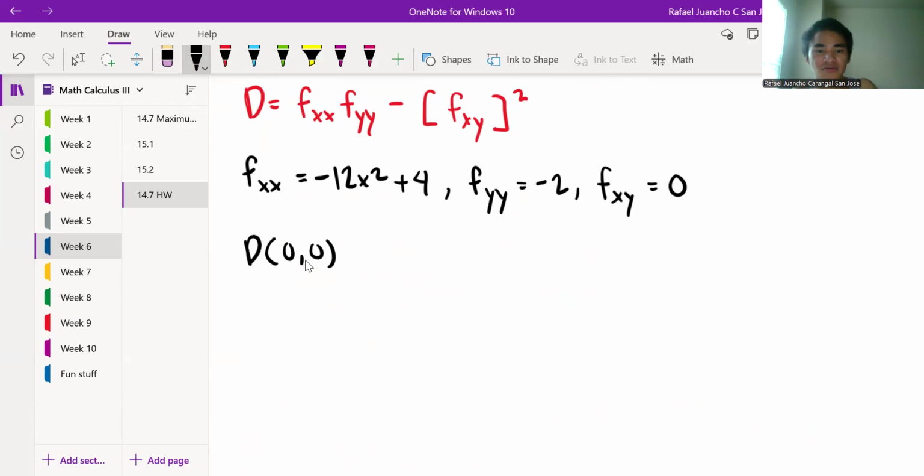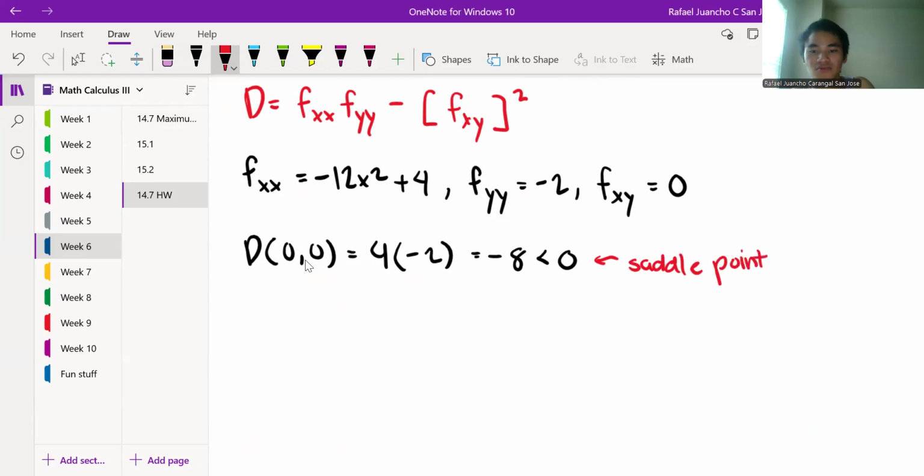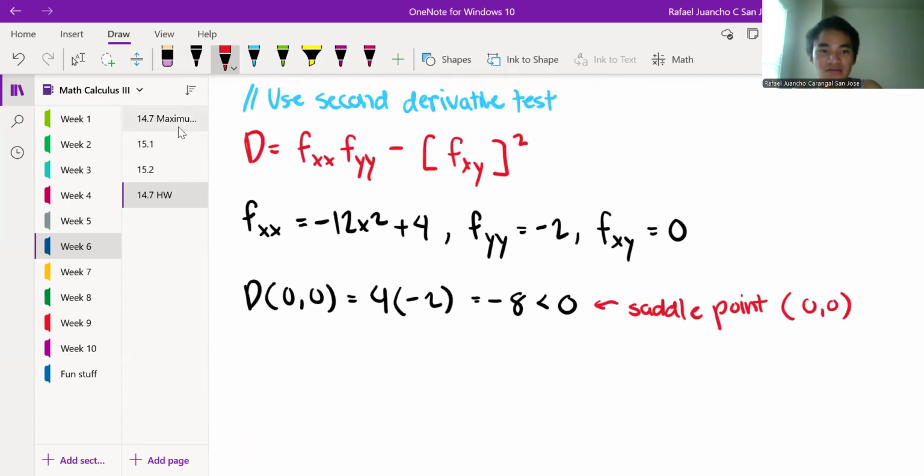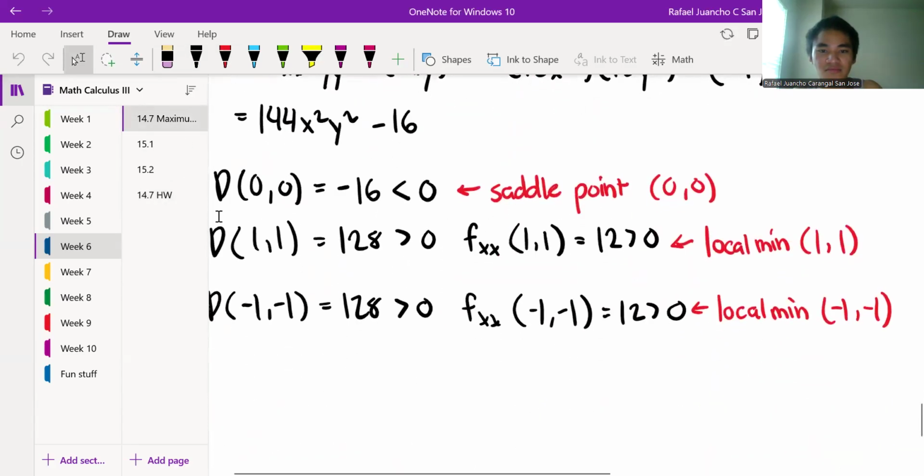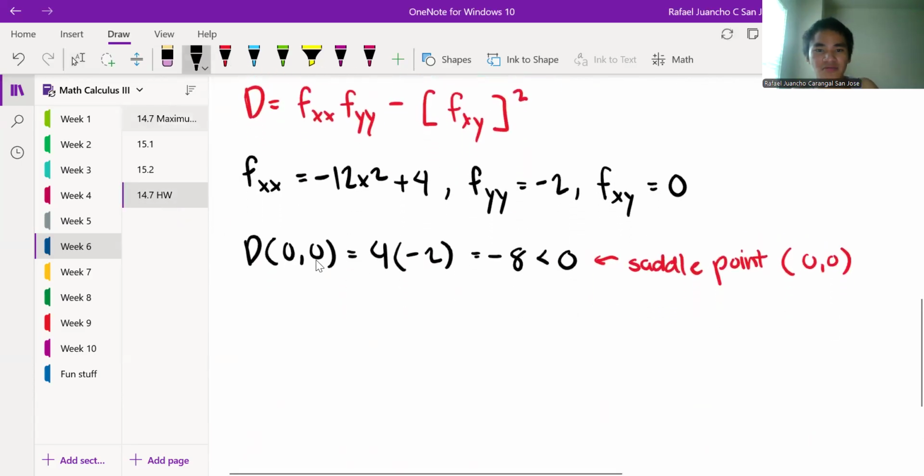So here at 0, 0, this is just f sub xx, and I plug in my x here, which is 0. So I get 4 times negative 2 minus 0. This is negative 8, which is less than 0. And if it's less than 0, it's a saddle point. So this is a saddle point, 0, 0. There we go. Now I look at my other critical point, 1, 0.